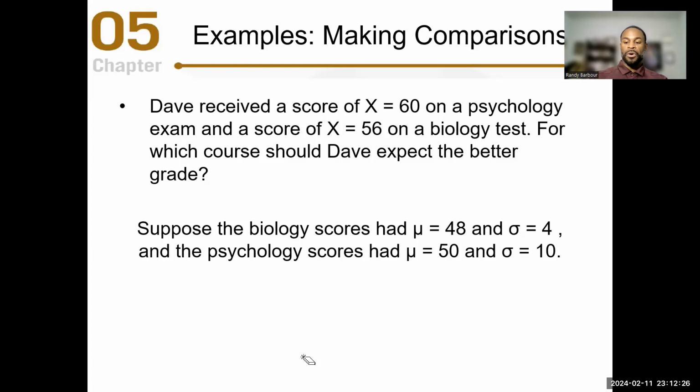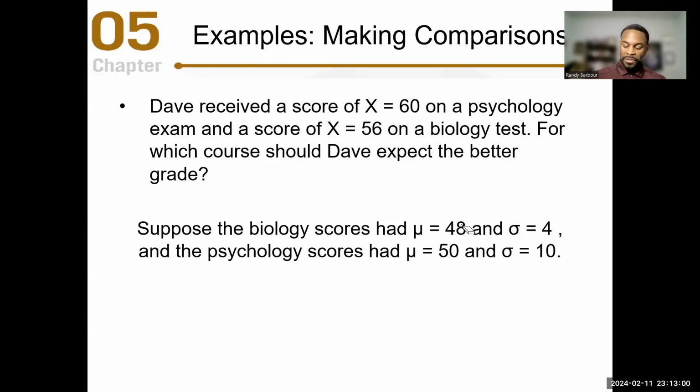Okay. So in this example, we know that Dave has scored above the mean on both exams. We know that he scored a 60 on a psychology test where the mean was 50, or an average of 50. He scored a 56 on an exam where the average was 48. So he scored above average on both exams. But on which exam did he score better, right? And so we're going to figure that out.